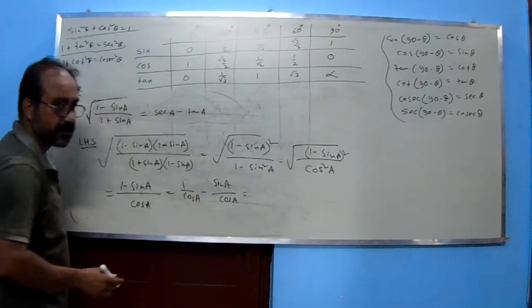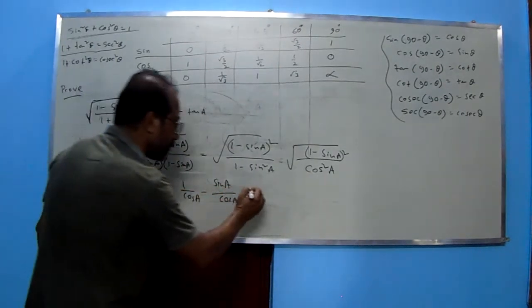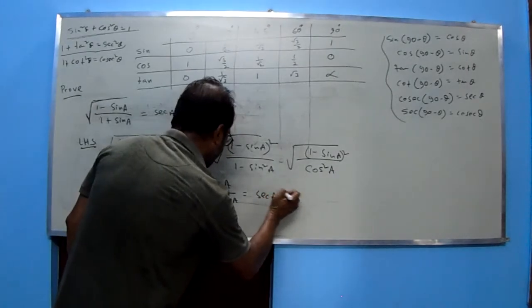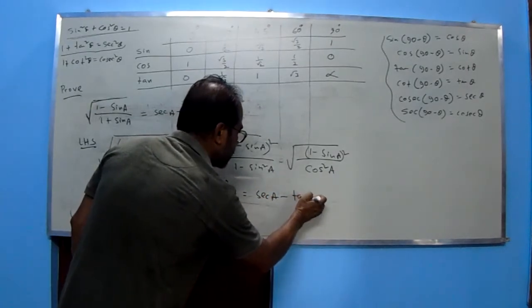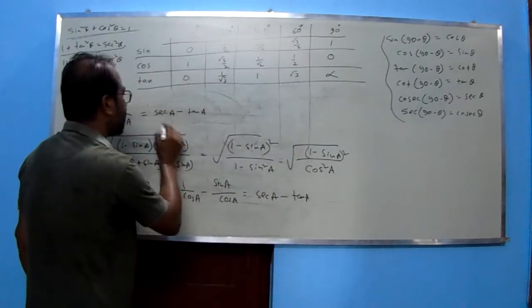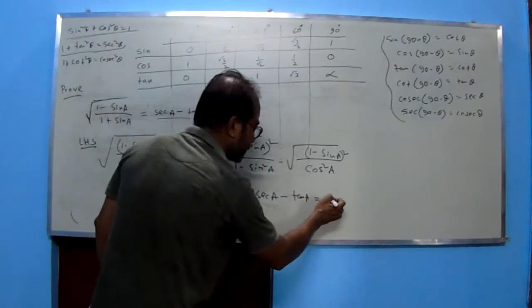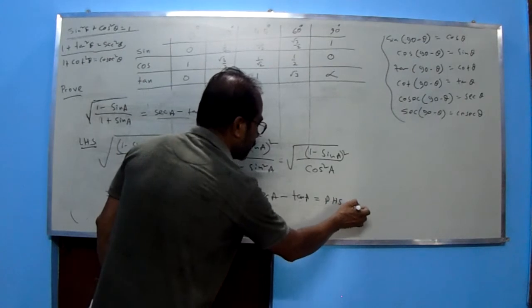So 1 by cos means what? 1 by cos a means sec a, minus sin a by cos a means tan a. So sec a minus tan a, it is the RHS. So it is proved.